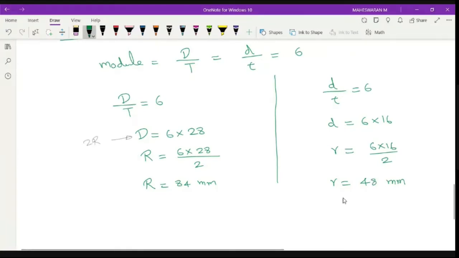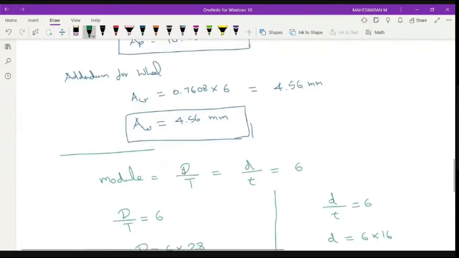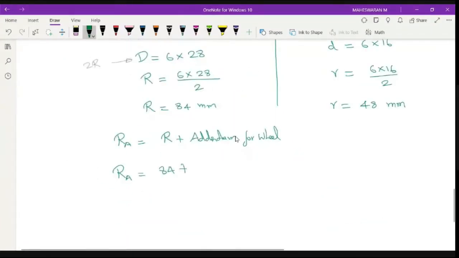Now, the next step is to identify what is RA. RA is nothing but R plus addendum. You have two addendums here, for wheel or for pinion. This is for wheel, so this is the addendum for wheel. Capital RA is equal to 84 plus what we identified. Addendum for wheel is 4.56. So I'll get 88.56 mm.